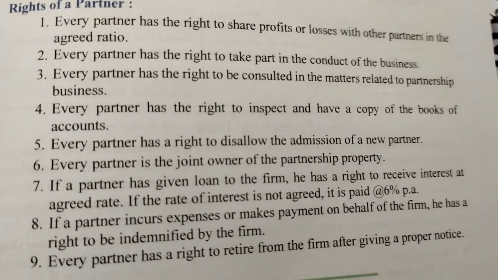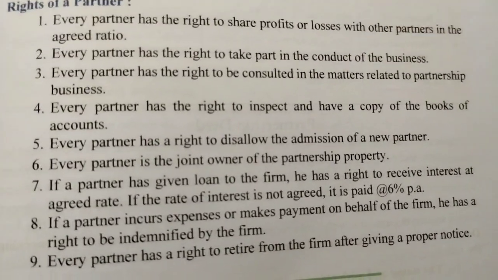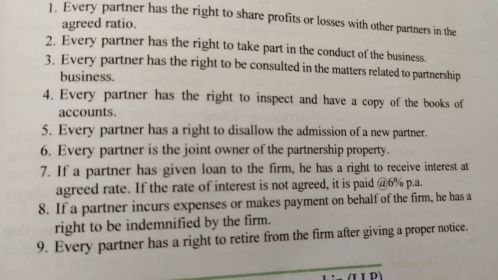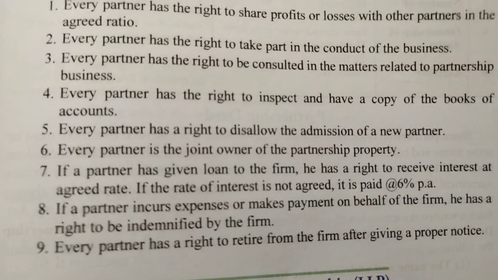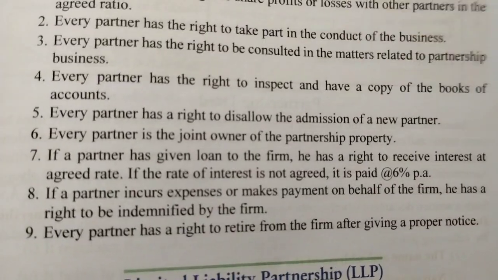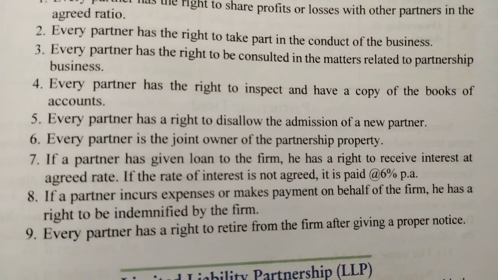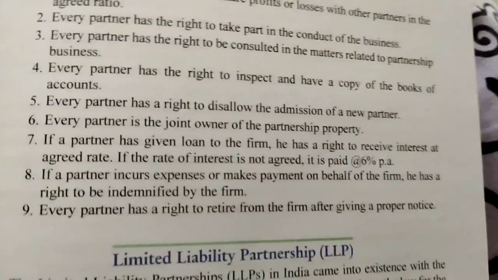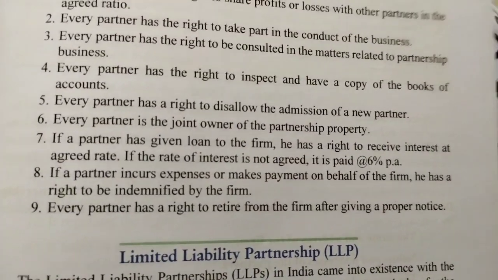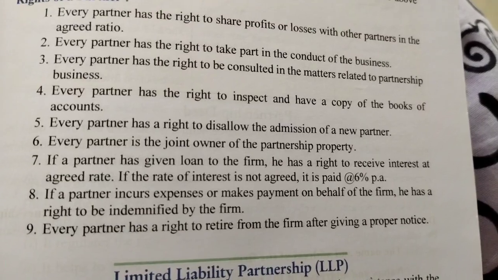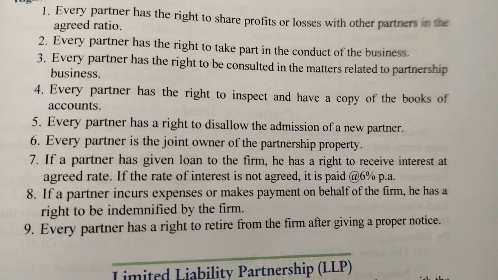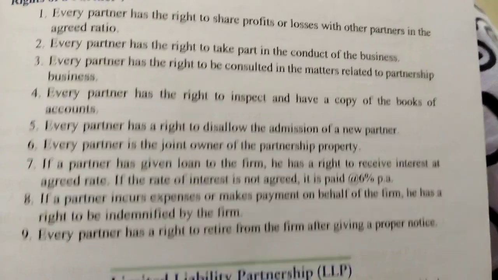If a partner has given a loan to the firm, he has the right to receive interest at the agreed rate. If the rate of interest is not agreed, then it is paid at 6% per annum. If a partner incurs expense or makes payment on behalf of the firm, he has a right to be indemnified by the firm. Every partner has a right to retire from the firm after giving proper notice. Every partner has a right to disallow the admission of a new partner. Every partner is a joint owner of the partnership property.